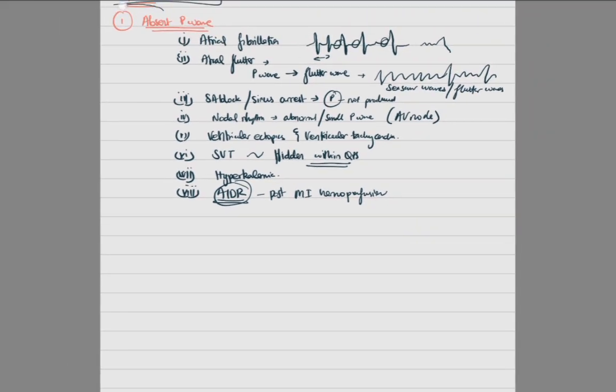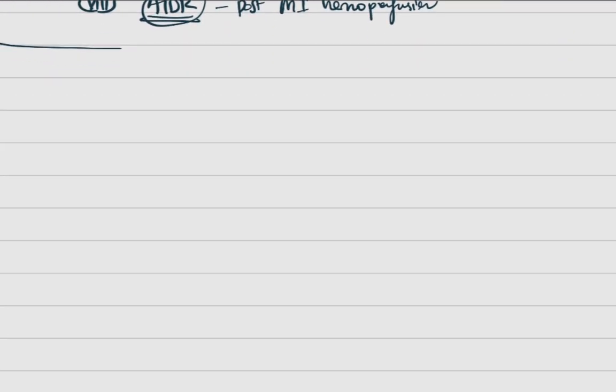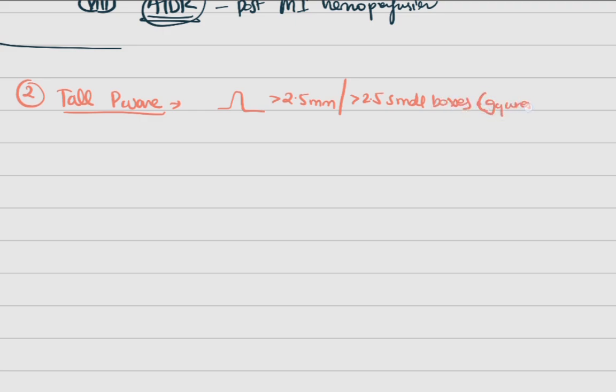So these are the first and foremost causes for an absent P wave, where we don't see a P wave in the ECG. So next we will discuss the tall P wave. As previously discussed, a tall P wave should have an amplitude of more than 2.5 mm or more than 2.5 small boxes, or small squares. So the P wave could be like this. Okay, this is a tall P wave.